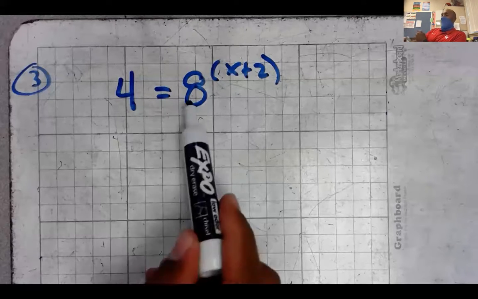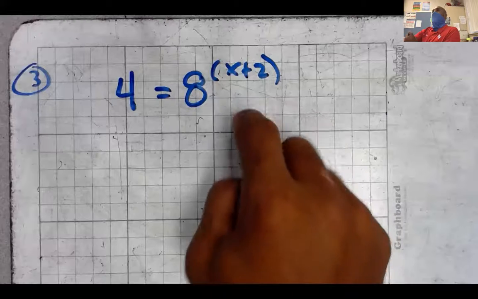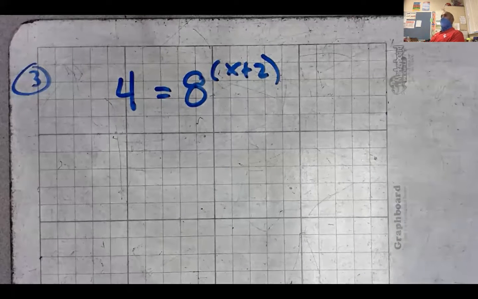Just because of this 8, it's almost like PEMDAS. Think about PEMDAS, right? You have to do a certain order. I'd have to deal with the exponents first before I divide. That's why I can't divide that.